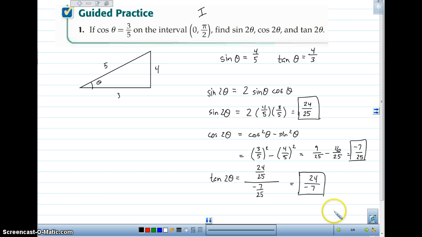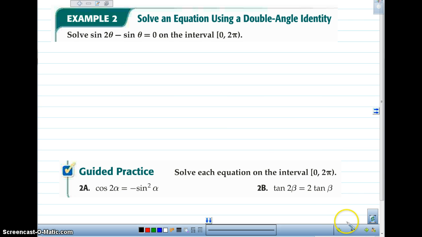All right, one last problem for this section. The last thing we're going to do is solve an equation using our double angle identities. If you notice in this equation, when we have sine of 2 theta minus sine of theta equals 0, we're going to be solving for everything from 0 to 360 degrees. We couldn't solve these before because we didn't have any way of modifying sine of 2 theta.